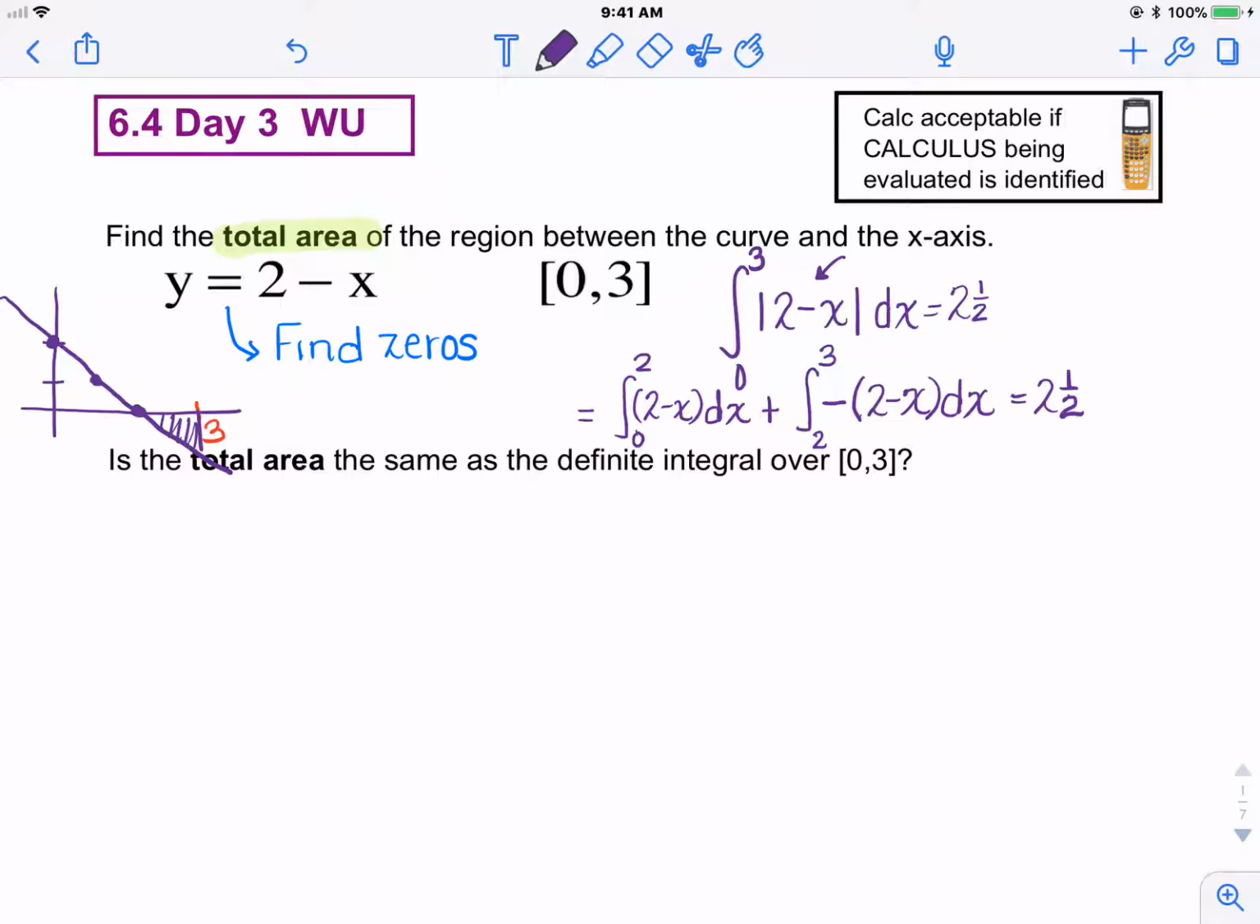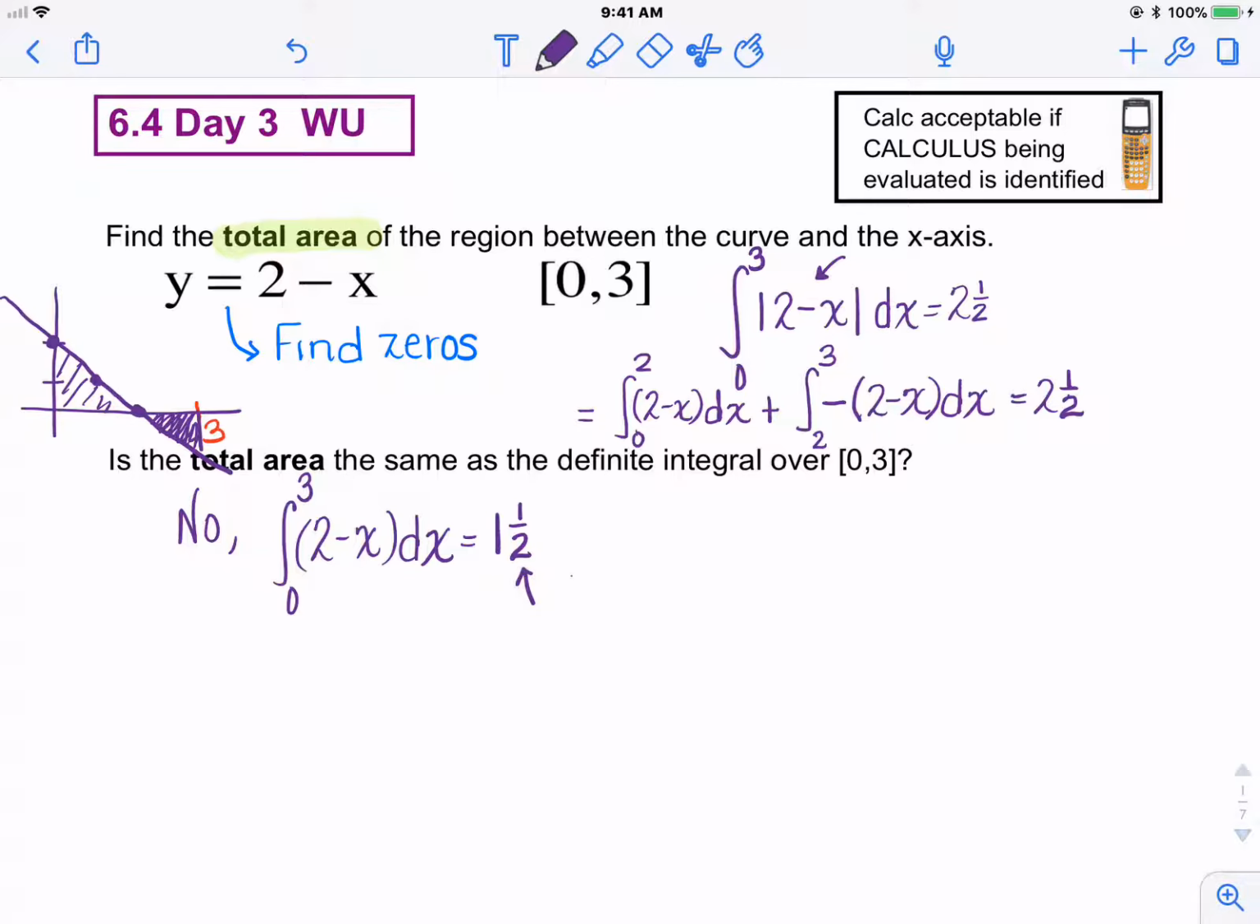The next part wanted to know if the area is the same as the definite integral from 0 to 3. The answer to that's no. So the actual integral from 0 to 3 of our function 2 minus x would only be 1.5 because it would be counting all the area in this region as positive, and all this area would count against that total, and therefore that net area would only be 1.5.